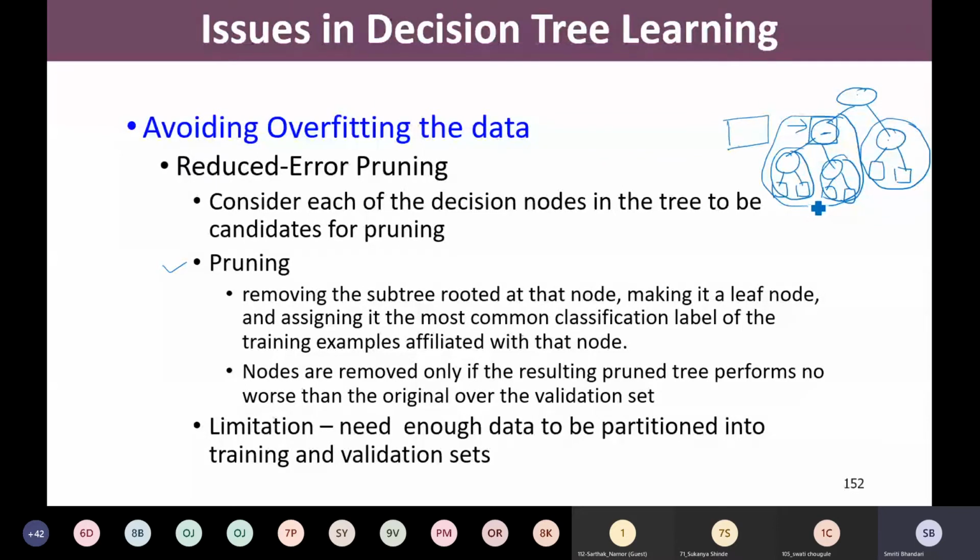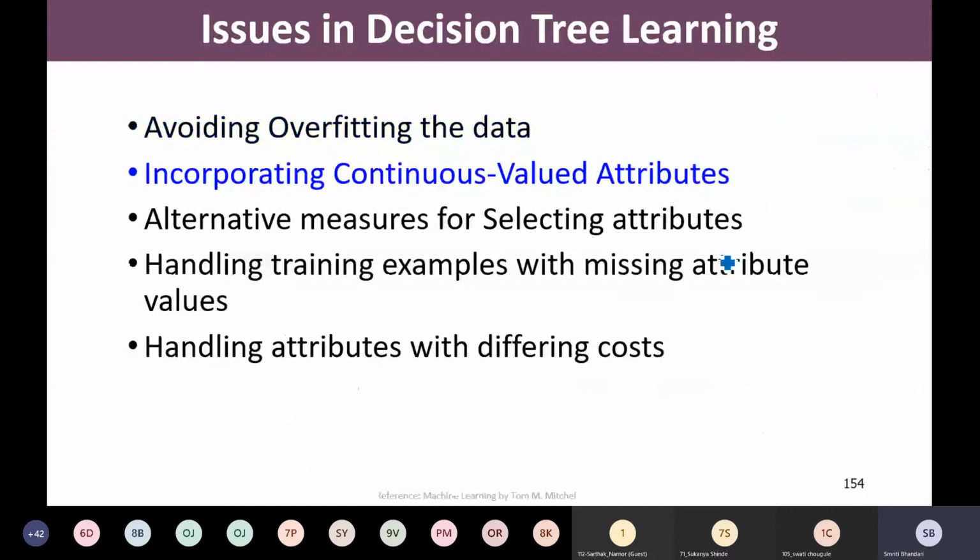So once we have created the tree, we may go for pruning the tree by making use of this algorithm of post pruning, by removing a few of the nodes if possible. And this will help us to avoid overfitting of the data. So we are done with the techniques to avoid overfitting the data. The next issue that we are going to discuss is incorporating continuous valued attributes.